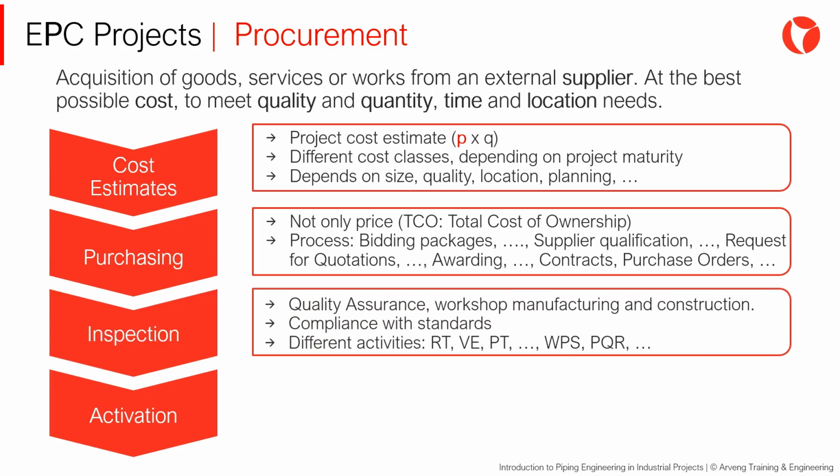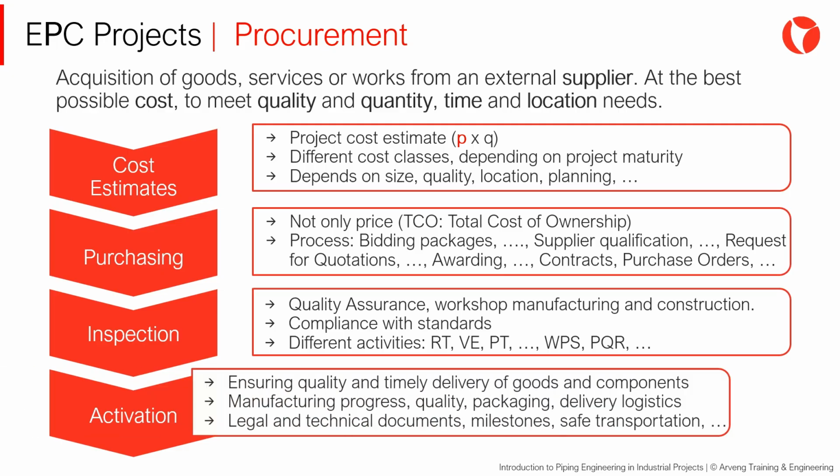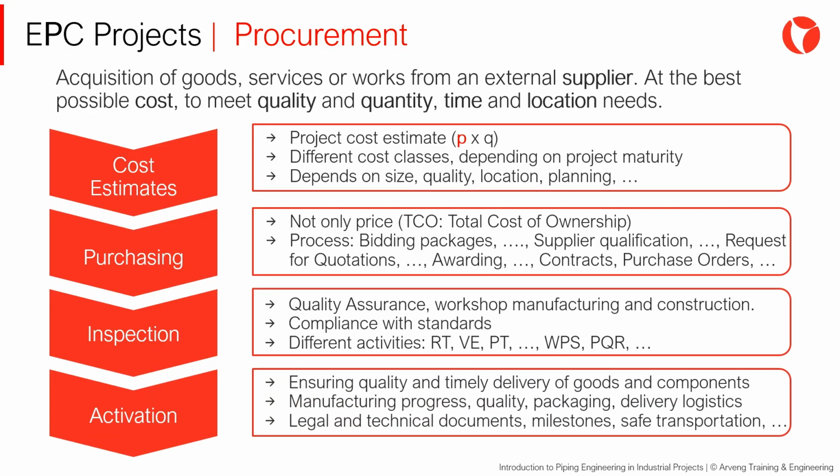The inspection function provides quality assurance. It validates compliance with the standards required during the manufacture and construction of the different components. Finally, the activation function promotes the timely delivery of the goods purchased. To this end, it proactively monitors the status of the purchase order during construction and up to the final delivery. The activation team verifies physical quality, delivery times, and the associated technical and regulatory documents.